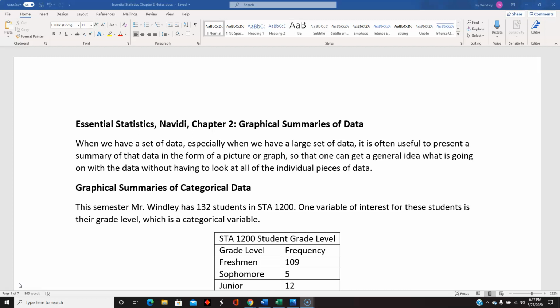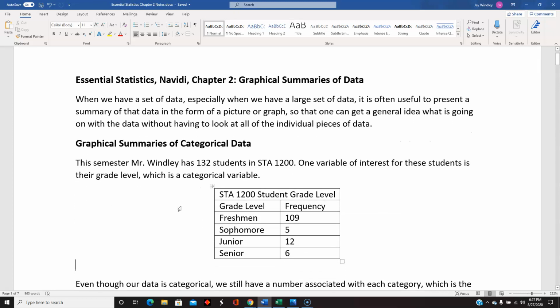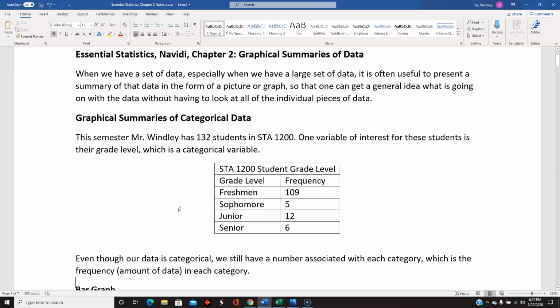So here's an example of a set of categorical data. I have 132 Stat 1200 students this semester, and they fall in the following grade levels: freshman, sophomore, junior, and senior. Grade level is a category. So even though grade level is a category, I do have numbers associated with each of those, which is the frequency, or how many students I have in each of those grade levels.